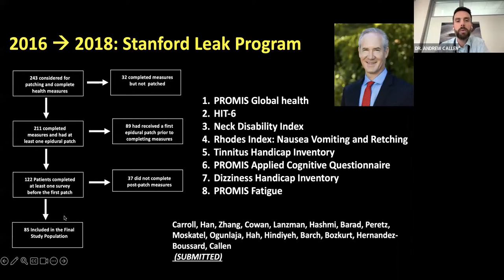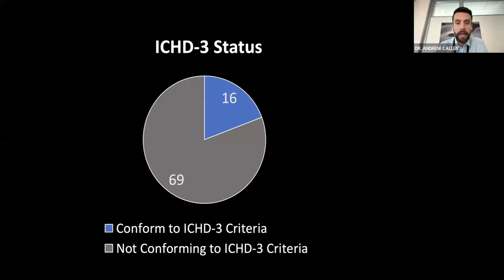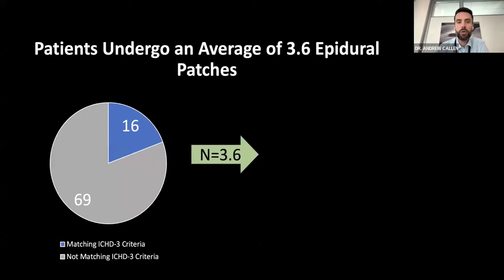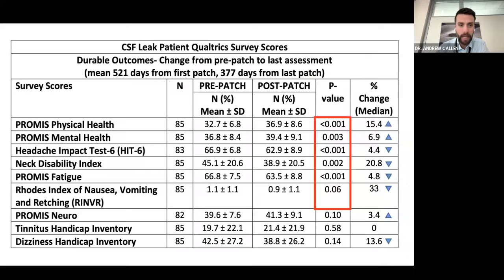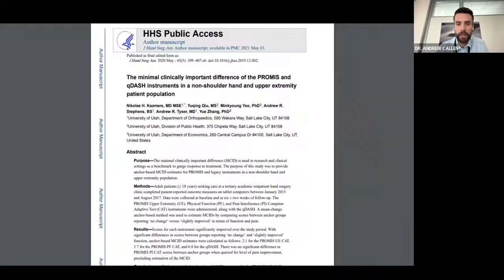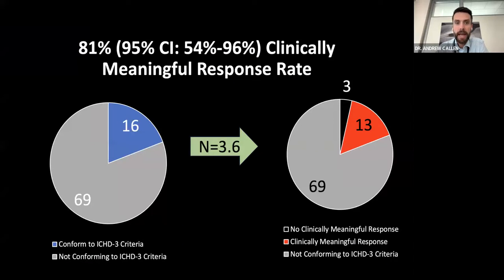He had 85 people who completed a series of validated health metrics pre-patch, immediately following their first patch, and then delayed following their last patch. He had 69 people that did not conform to ICHD3 criteria, and 16 of which who did. They underwent an average of 3.6 epidural patches. And these patients had significant clinical improvement. And they had improvement across various domains of health-related metrics. And these domains were clinically significant as defined by the NIH across these validated health metric scores.